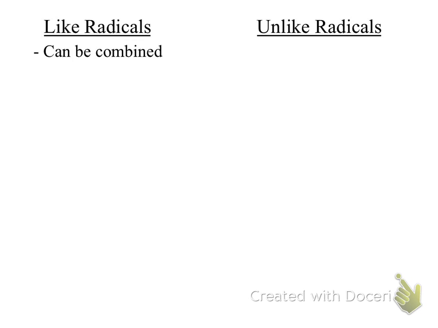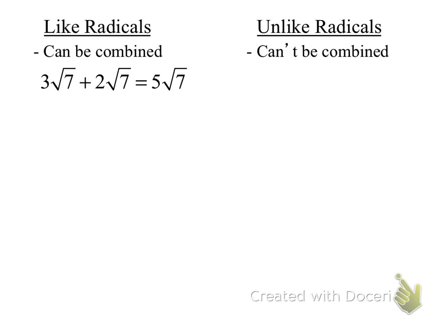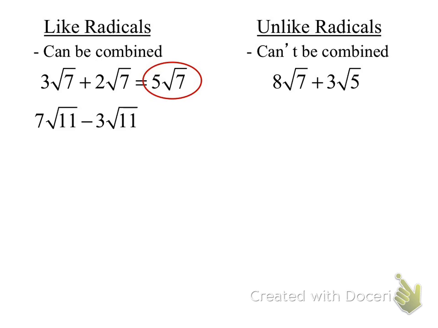So, what does it mean to be a like radical? The radical has to be the same. So a red 7 and a red 7. If I have 3 red 7 and 2 red 7, I have 5 red 7. Whereas if I have 8 red 7 plus 3 red 5, they cannot be added. Just like with variables. 7 red 11 minus 3 red 11 makes 4 red 11.